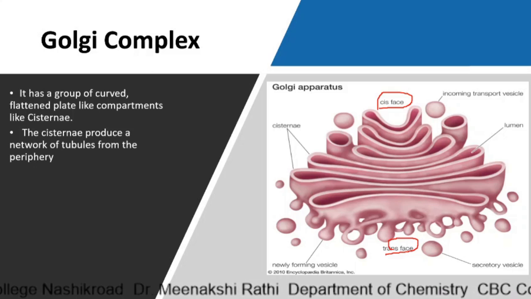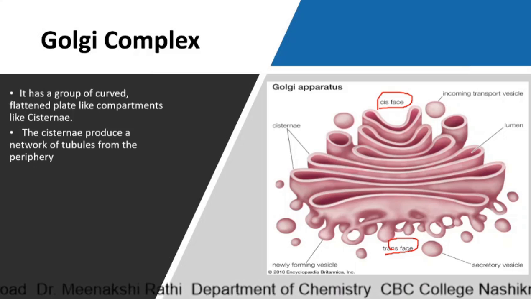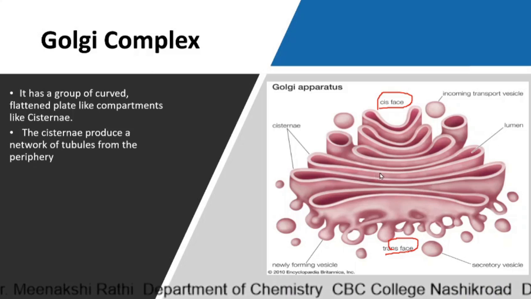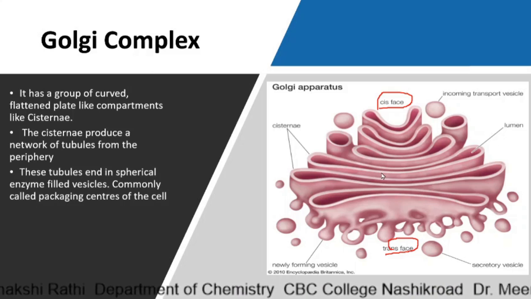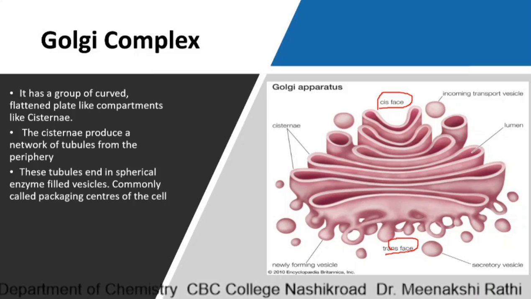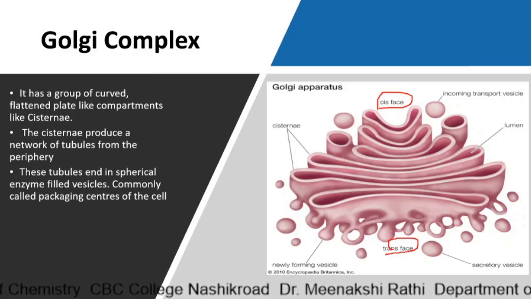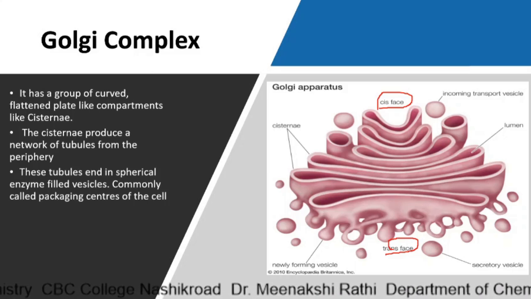The cisternae produce a network of tubules from the periphery. These are the network of tubules. These tubules end in spherical enzyme-filled vesicles, commonly called packaging centers of the cells.